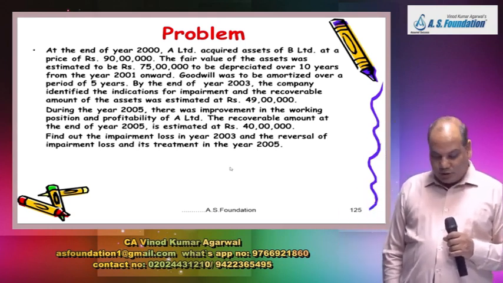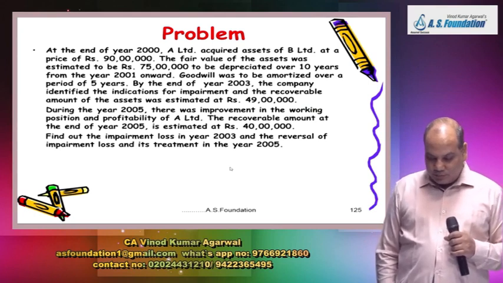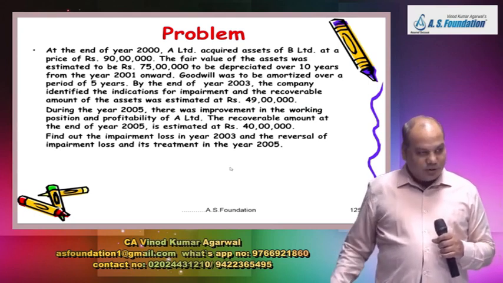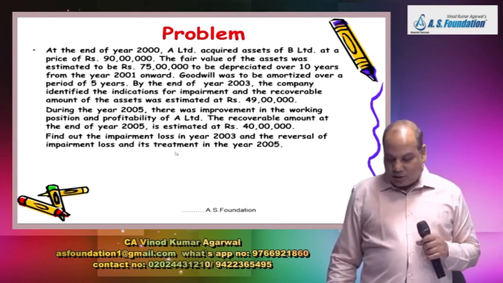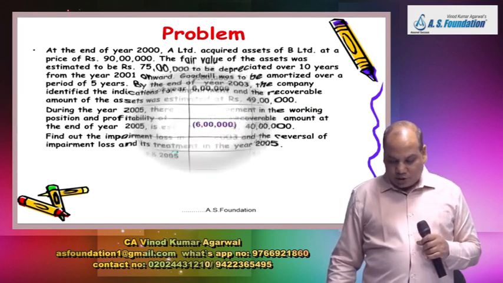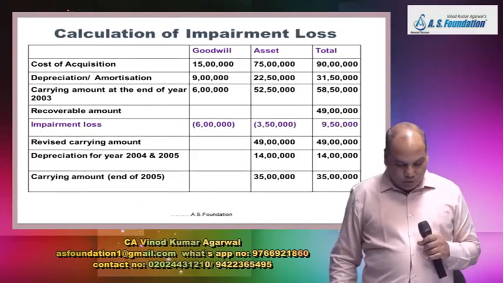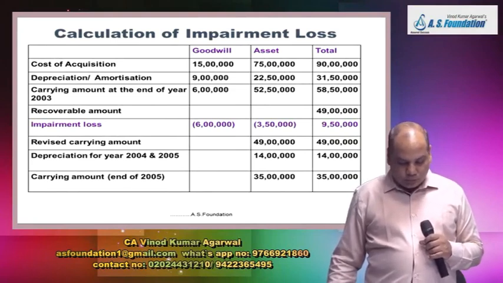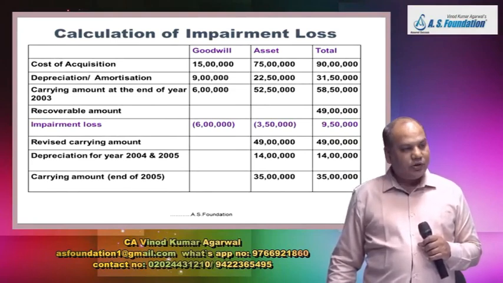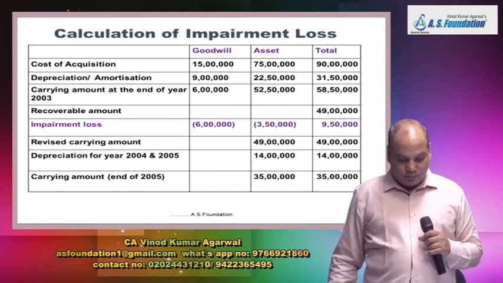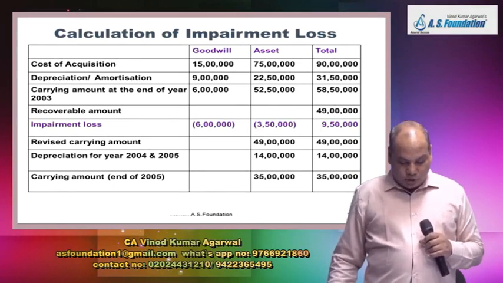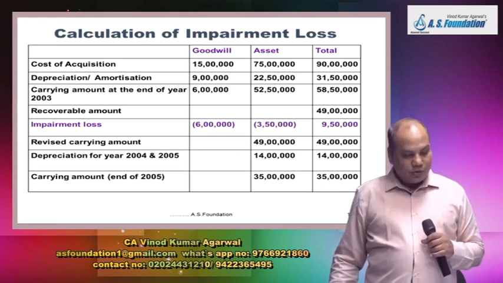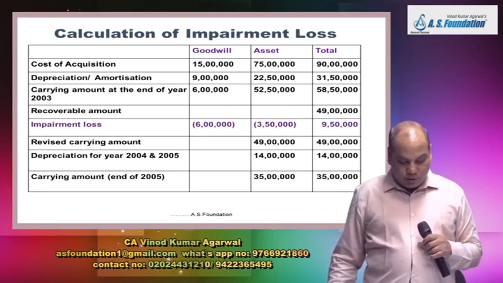At the end of the year 2020, A Limited acquired assets of B Limited at a price of rupees 90 lakh. The fair value of the asset was estimated to be 75 lakh. It is to be depreciated over 10 years from 2021 onward. Goodwill will be amortized over a period of 5 years.